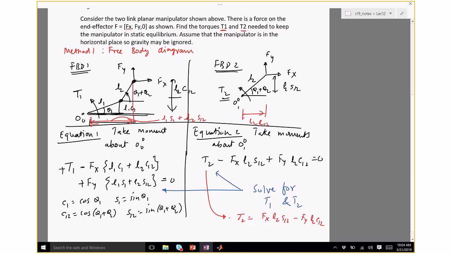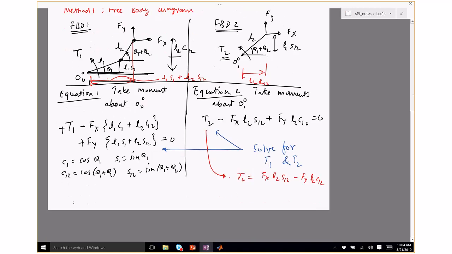The equation for statics is the summation of T external equals the summation of T internal. And so what I had done, which was incorrect, was that T1 and T2 are external forces. So this should be T1 equals the things on the right, and T2 equals the things on the right.